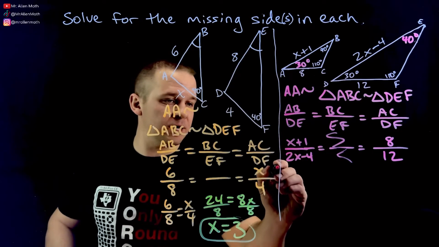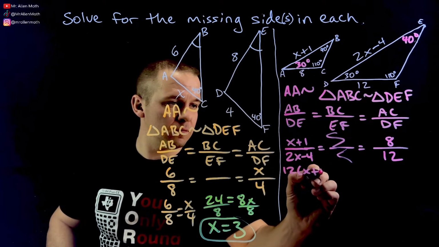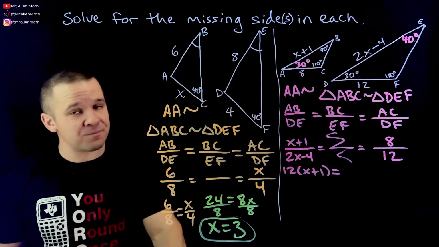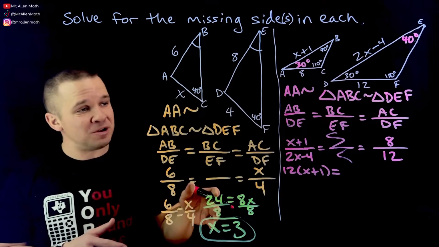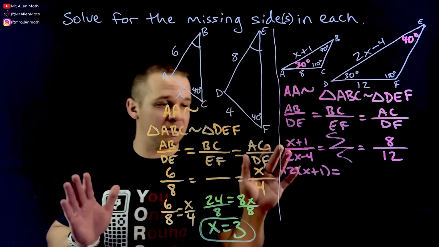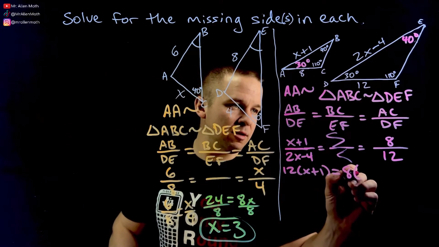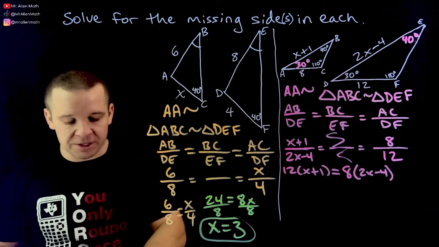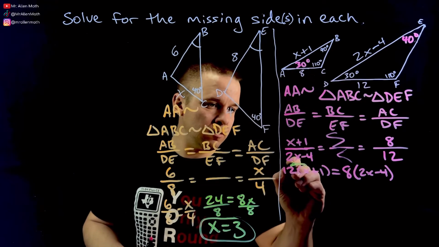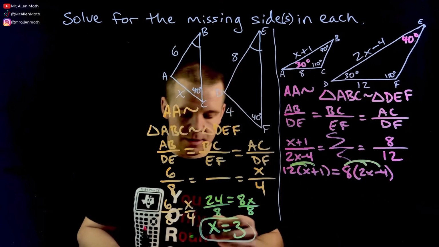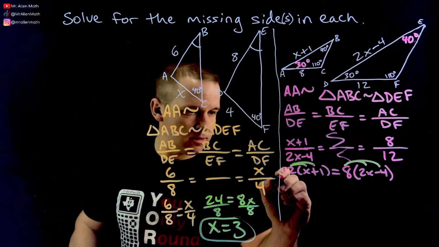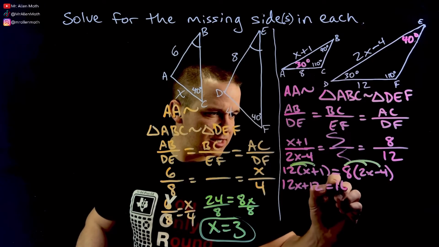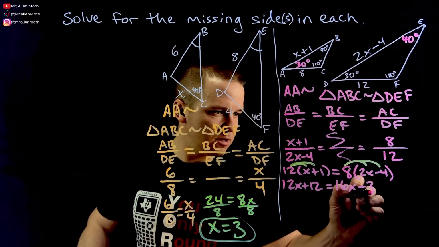12 and x plus 1 is 12 times x plus 1. You can distribute on the fly. Be careful with that. I see people mess up distributing on the fly with cross multiplication, so watch out for that. Then we got 8, and then we got 2x minus 4. Now I'm going to distribute the 12 in and the 8 in. So we're going to have 12x plus 12, and then we've got 16x minus 32.